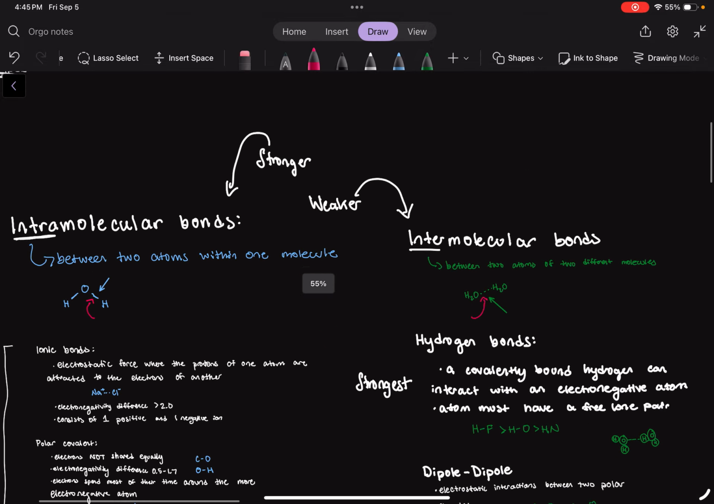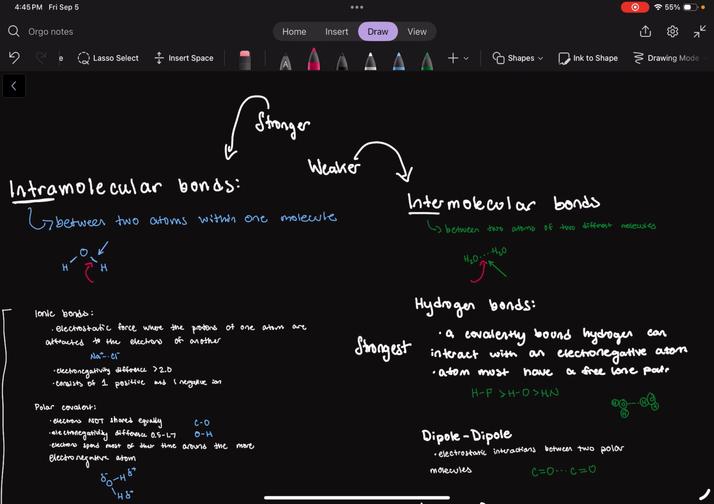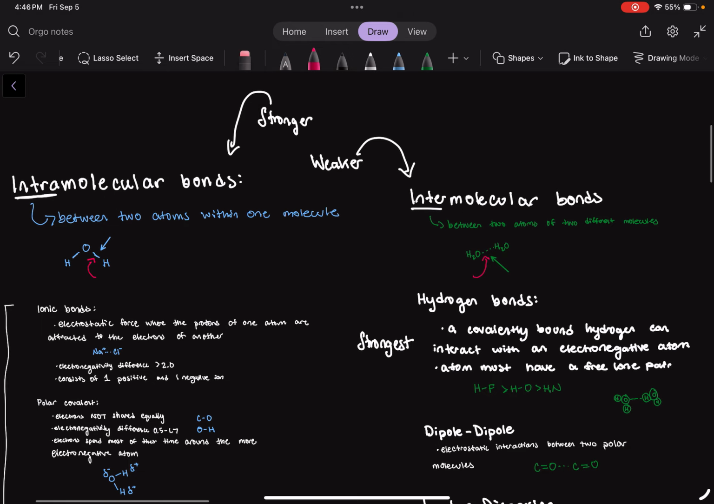Now, intramolecular bonds are going to be a lot stronger than intermolecular bonds, and if you think about it, that makes sense, right? Because it's a lot easier to break apart two different molecules than it is to break apart the atoms within one molecule.